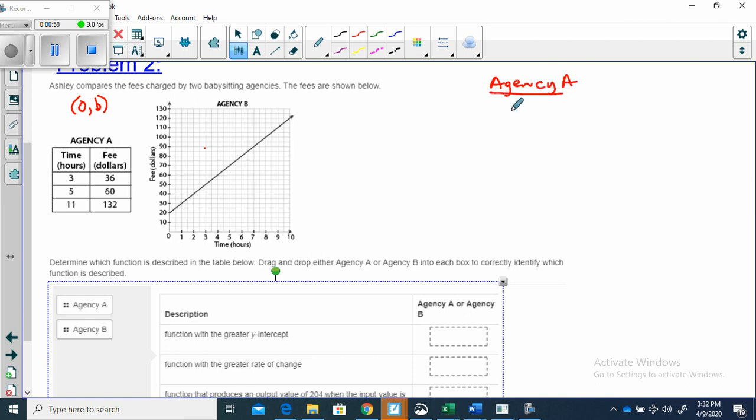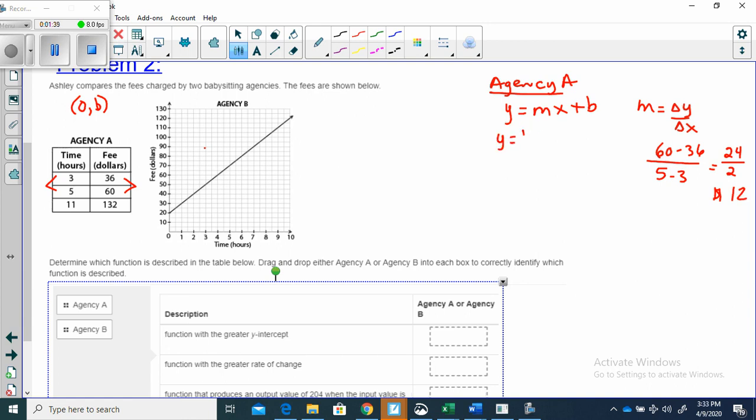Let's say agency A, and let's try to write the equation for agency A based on what we have. We know we write a linear equation with y is equal to mx plus b. I don't know what my b is, but I can find my m. M is your change in y over your change in x, your rise over your run. Let's find it here. Our change in y would be 60 minus 36 over 5 minus 3. 60 minus 36 would give me 24 over 2, which gives me 12. My rate of change is 12.